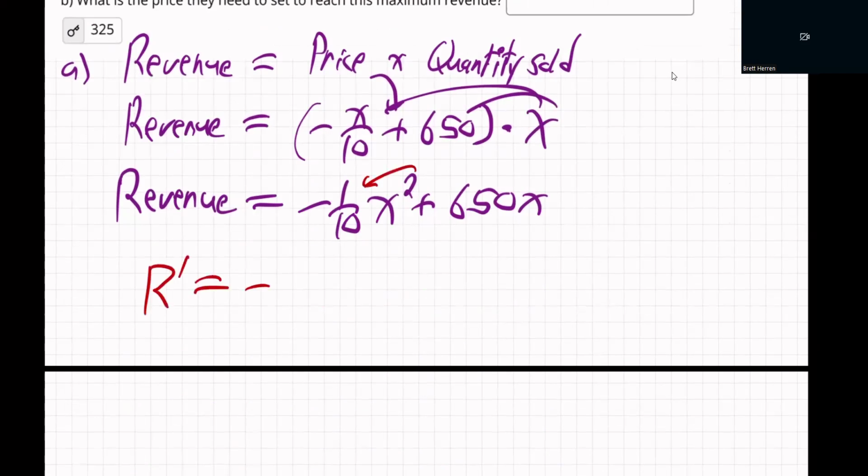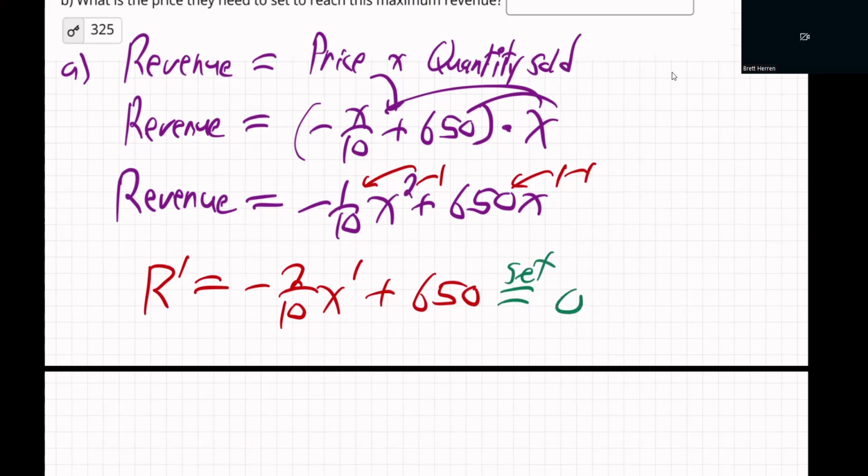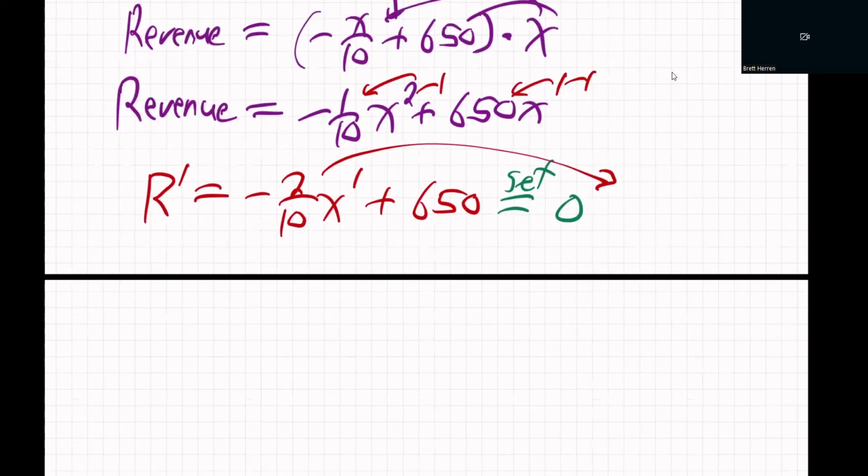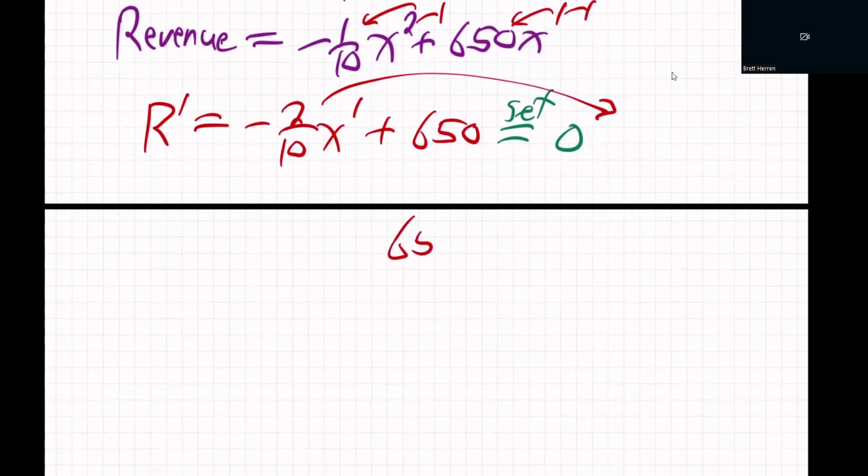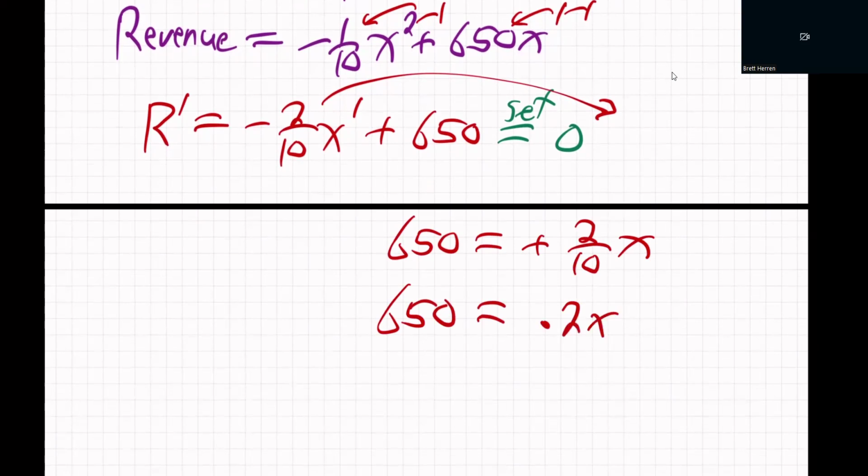So bring this down: minus 2/10 x to the first, subtract 1 from the power, plus 650. That 1 power comes down, subtract 1, it's gone. And we set it equal to 0, because that's how we find maximums and minimums. Take the derivative, set it equal to 0, because that's where the peaks and the valleys are. So what do we get then? We get 650 equals positive 2/10 x. Let's make that a decimal, 0.2x, then we just divide both sides by 0.2.